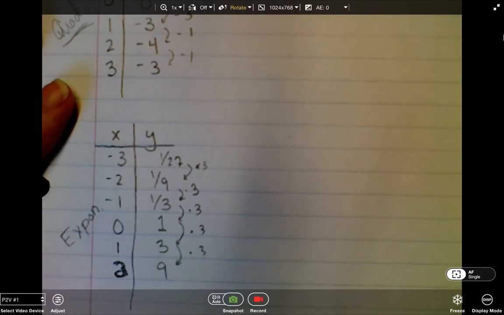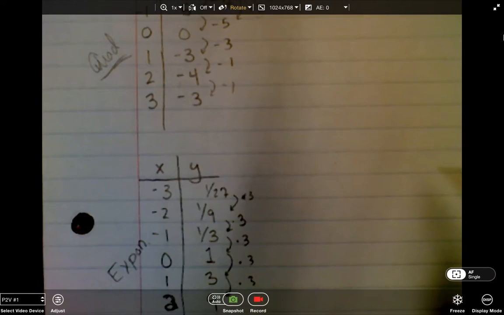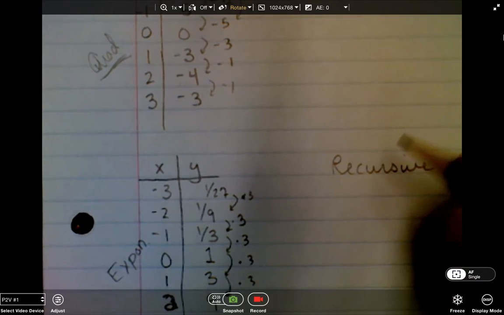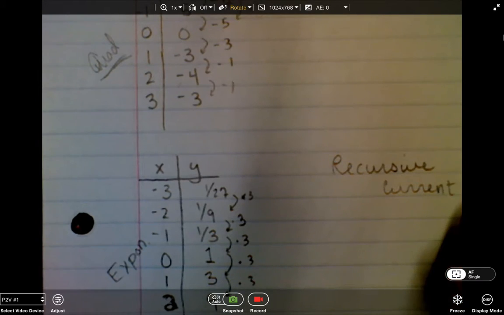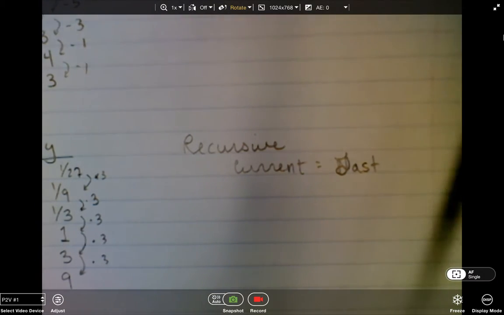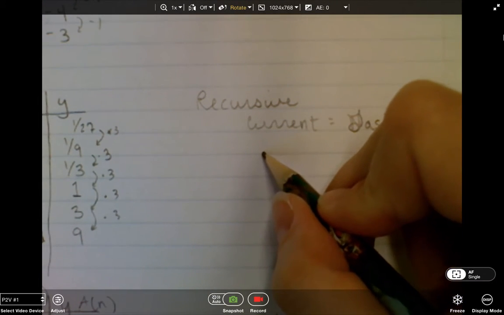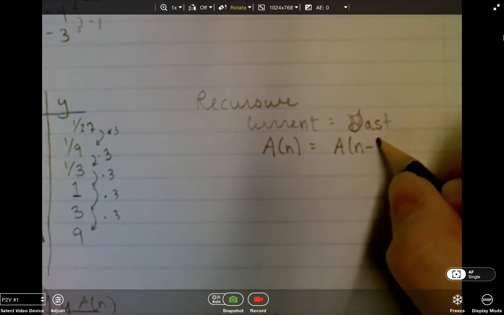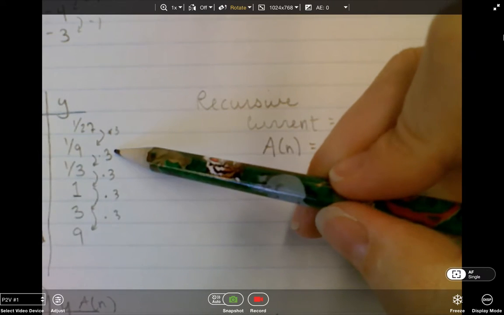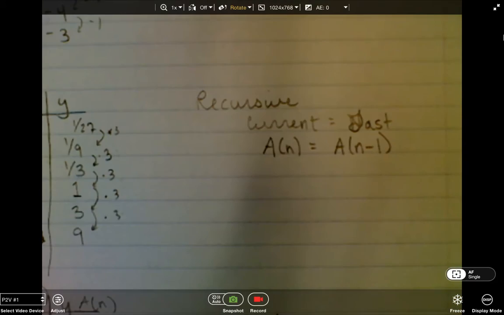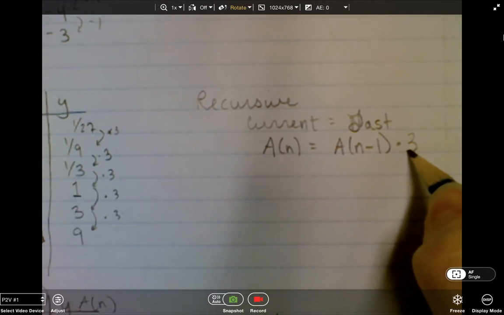Okay, let's look here at exponential. So recursive functions. I'm going to do current equals my last, and then I have to figure out how to get from current to last. So my current a of n is my last a of n minus 1, and when I look at my table it looks like I'm multiplying by 3 to get up my y column. So I'm just multiplying by 3.